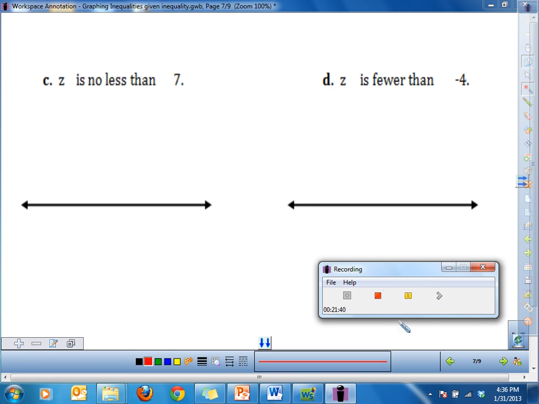Alright, for these next 2 examples, what I want you to do first is just try on your own to write out the inequality. Pause the video and try to write out the inequality for yourself. Alright, the inequality you should have had for this is z is no less than, meaning it cannot be any smaller than 7. So we're going to have to say that z is greater than or equal to 7.